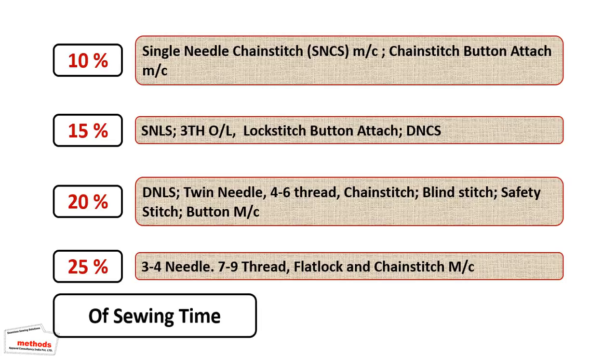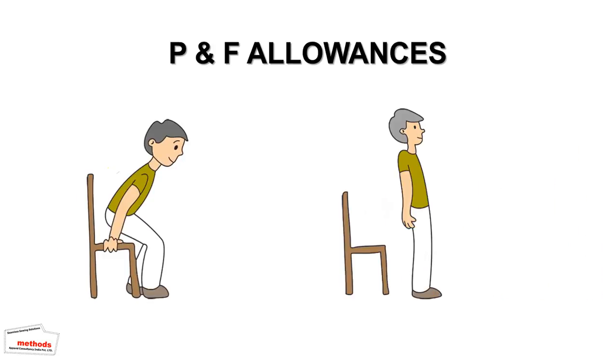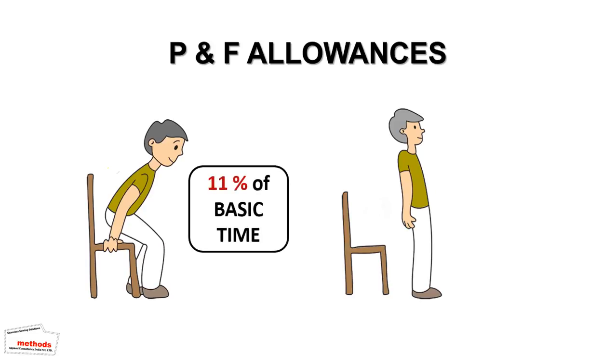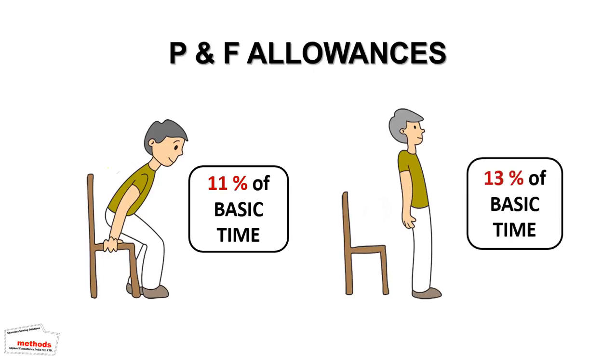Next allowance is called PNF allowances, also known as personal and fatigue allowances. PNF allowances are different for sitting and standing positions. So while the operator is in sitting, like in case of sewing, we give an allowance of 11%. But when the operator is in standing position, like while pressing, we give 13% allowance.